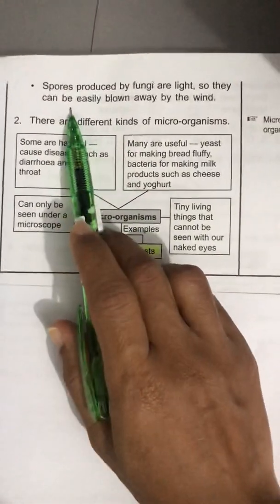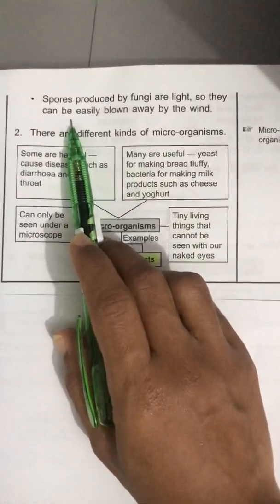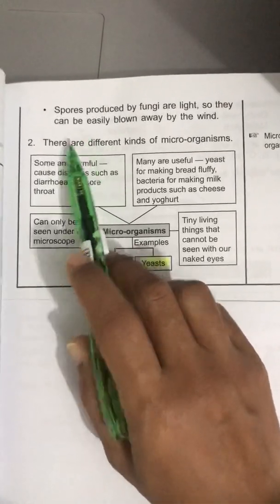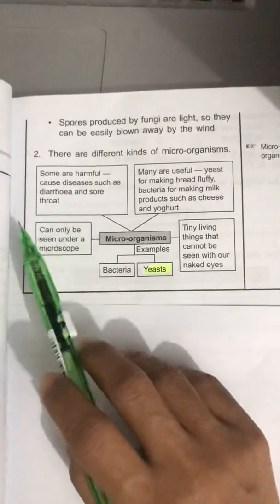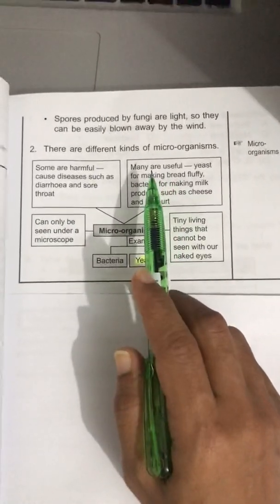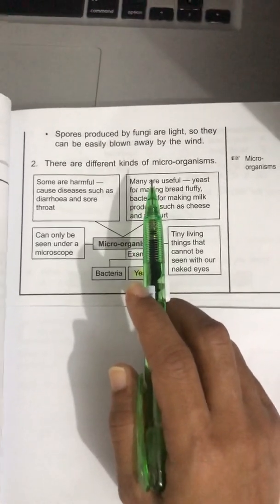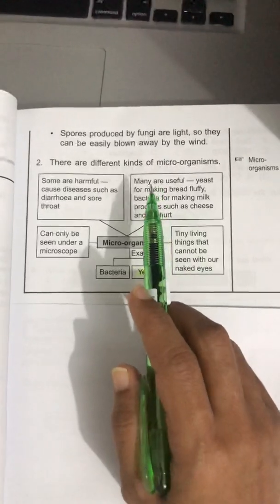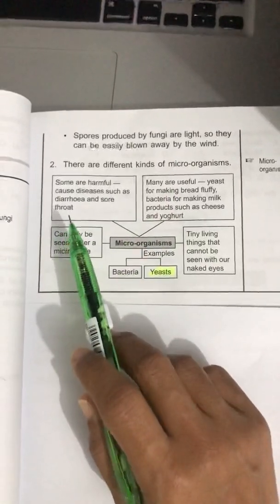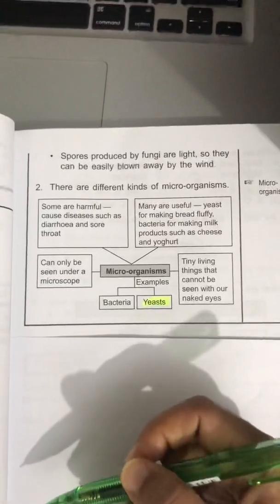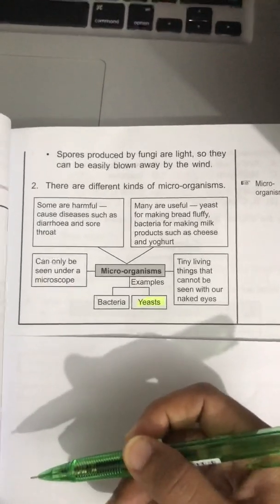Next, the spores produced by fungi are light, so they can be easily blown away by the wind. Alright, now we will go to the microorganisms. Microorganisms, here we have bacteria. Examples of bacteria are paramecium, amoeba, euglena. You may check again in your brown book. We made notes about that at that time.